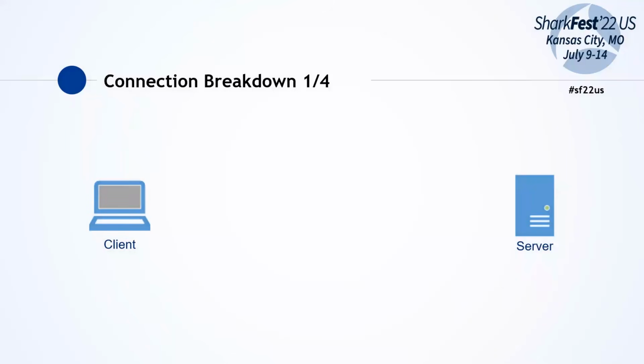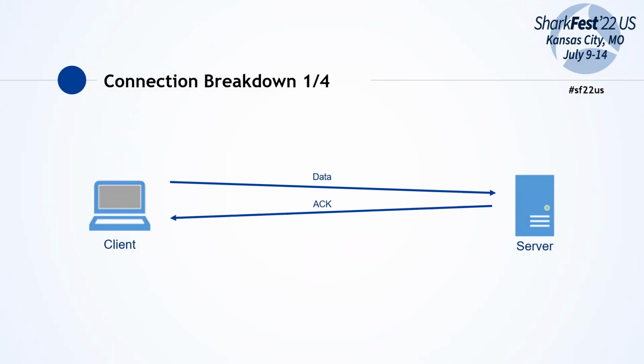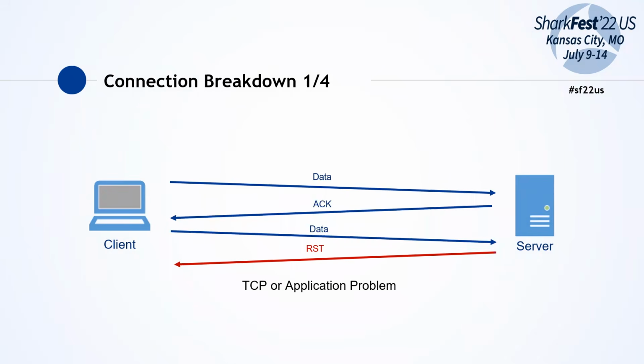Communication breakdowns. Well, what can happen? Well, I can have this established connection. So let's say we're already sending data. It gets acknowledged. I send some more data. And suddenly the server says reset. Let's assume there's more data to be sent, but in the middle of nowhere, we get a reset. And that could be a TCP application problem.